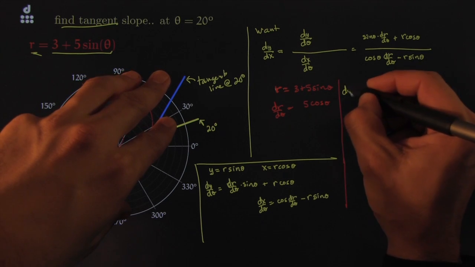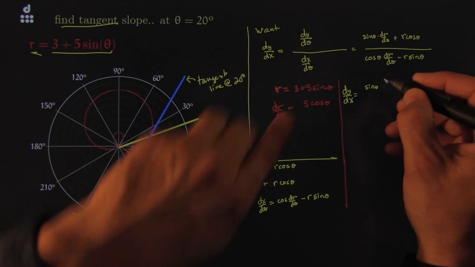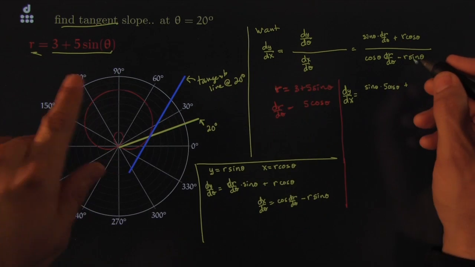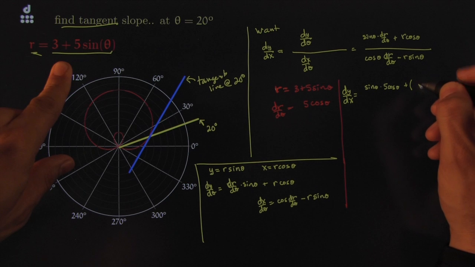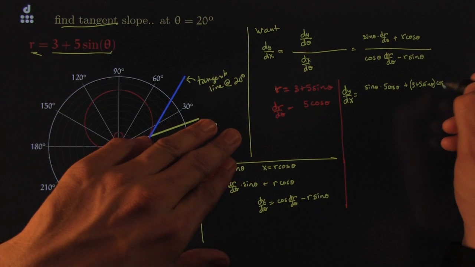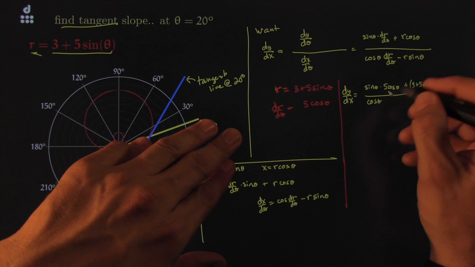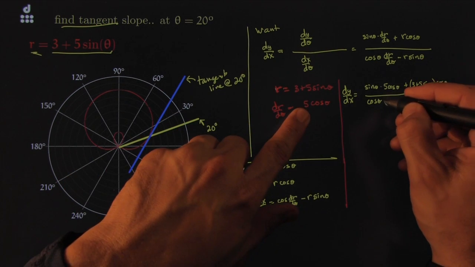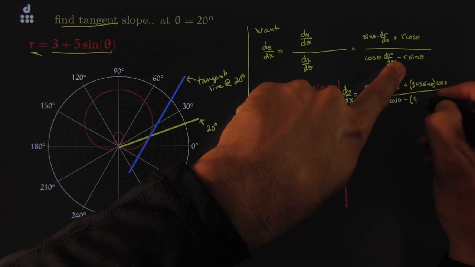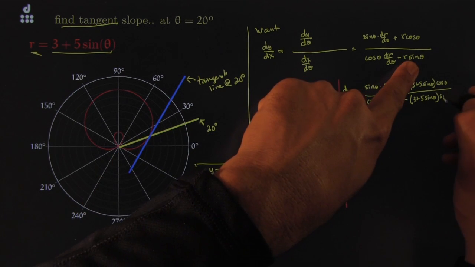So when all that is said and done, let's go back to yellow, then dy dx is equal to sine theta times dr d theta, which I got here as 5 cosine theta, plus r, that's 3 plus 5 sine theta, times cosine theta, all over cosine theta times dr d theta, so times 5 cosine theta, minus r, that would be 3 plus 5 sine theta, times sine theta.